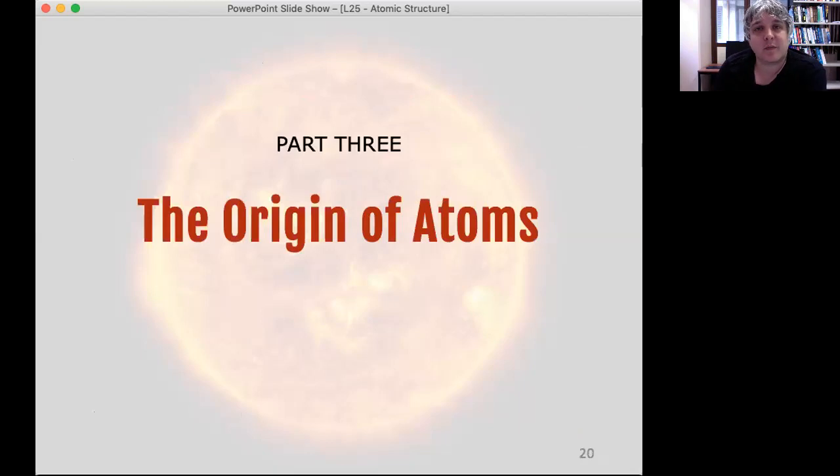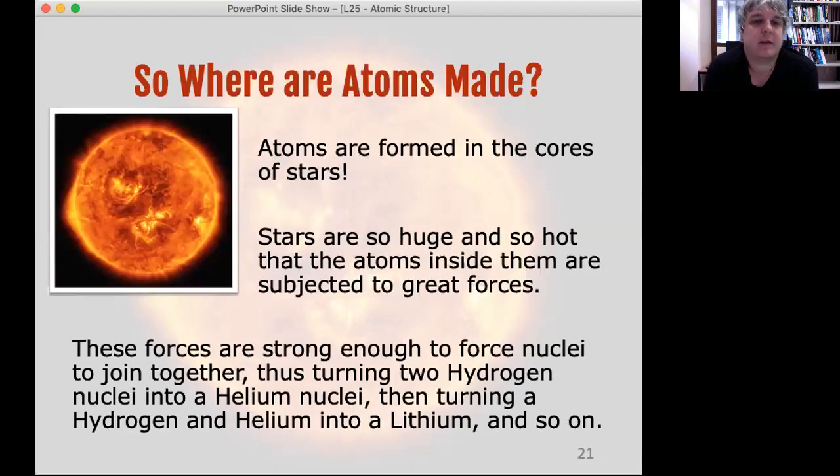So then where do atoms come from? If we can force them together, but it's very difficult, how is this happening naturally? In stars. Stars are very huge, they're very hot. The atoms inside of them are subjected to huge forces, huge temperatures, and these forces are strong enough to force those nuclei together. They will force 2 hydrogen nuclei together and form a helium nucleus, and they will force a hydrogen and a helium together and form a lithium, and so on. They will force atoms together, merge the nuclei together, and form larger atoms.